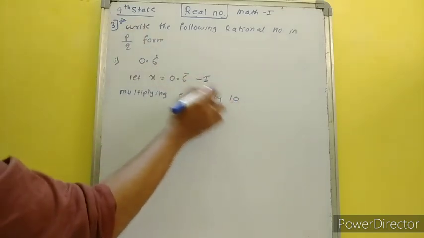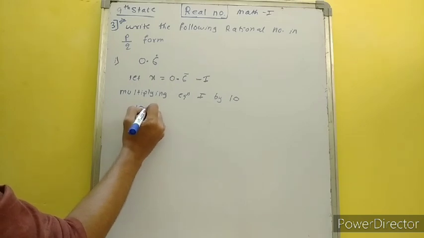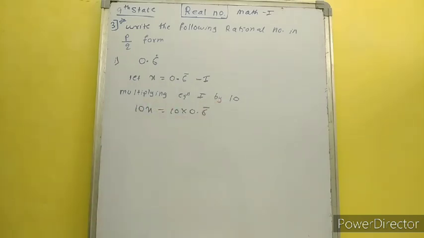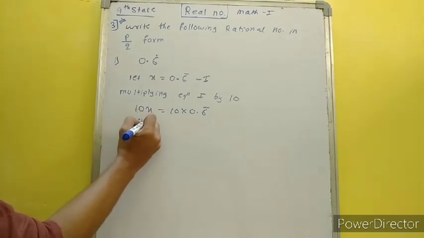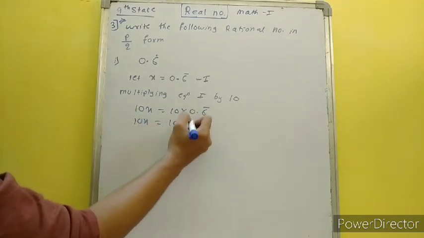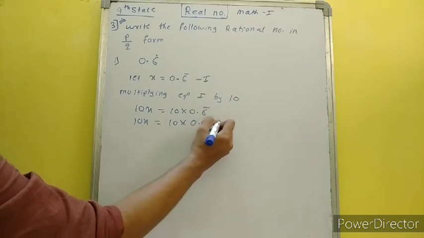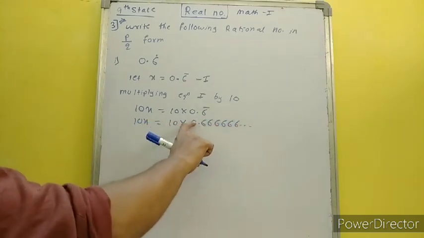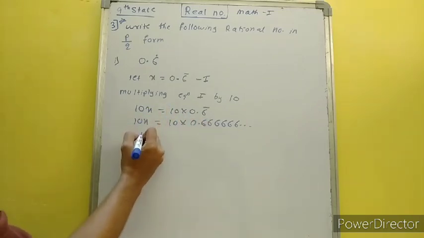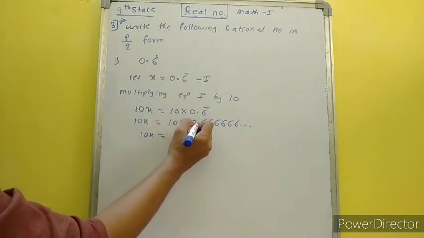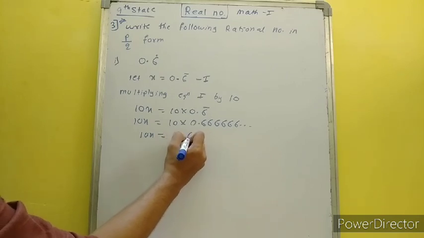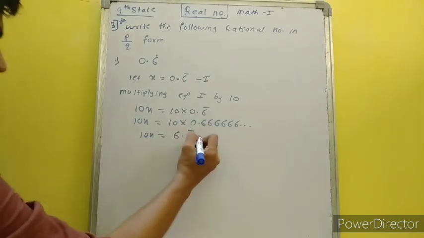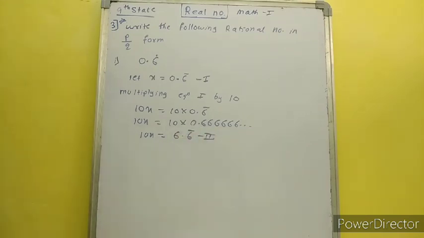So when I multiply equation 1 by 10, I will multiply 10 into x and 10 into 0.6 recurring. Which is 10 into x, and 10 into 0.6 recurring is what? 0.66666. Okay, so when I multiply by 10, this will get shifted. So 10x is equal to, the point will get shifted, 6.6666, which means 6.6 recurring. Am I right? I will take this as equation 2.